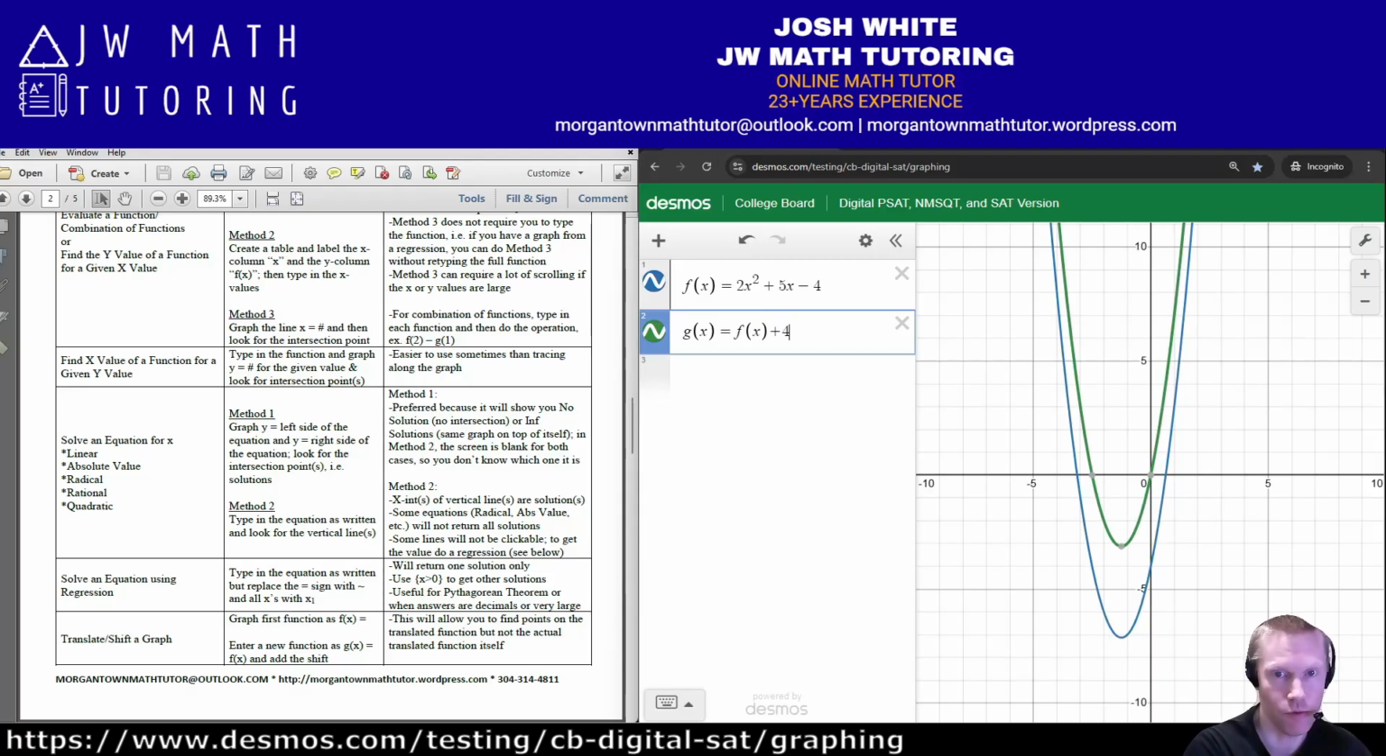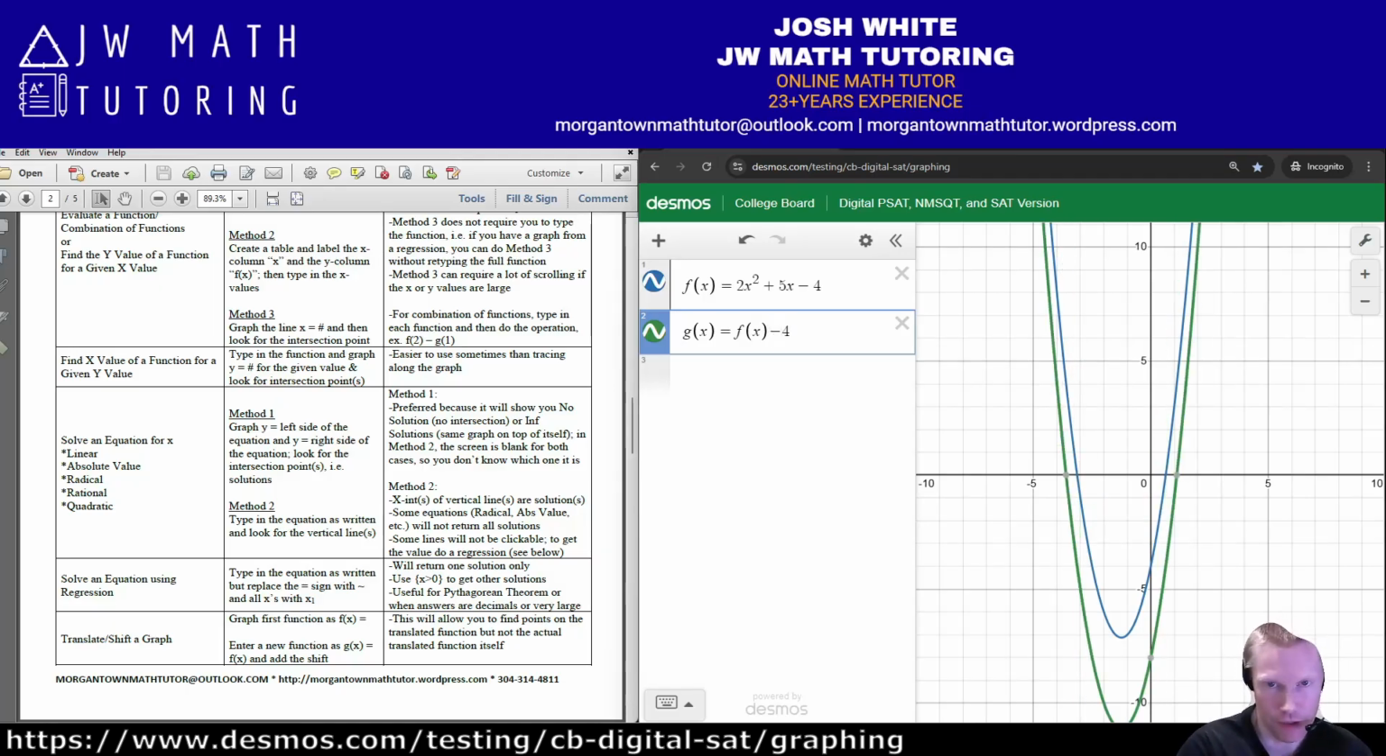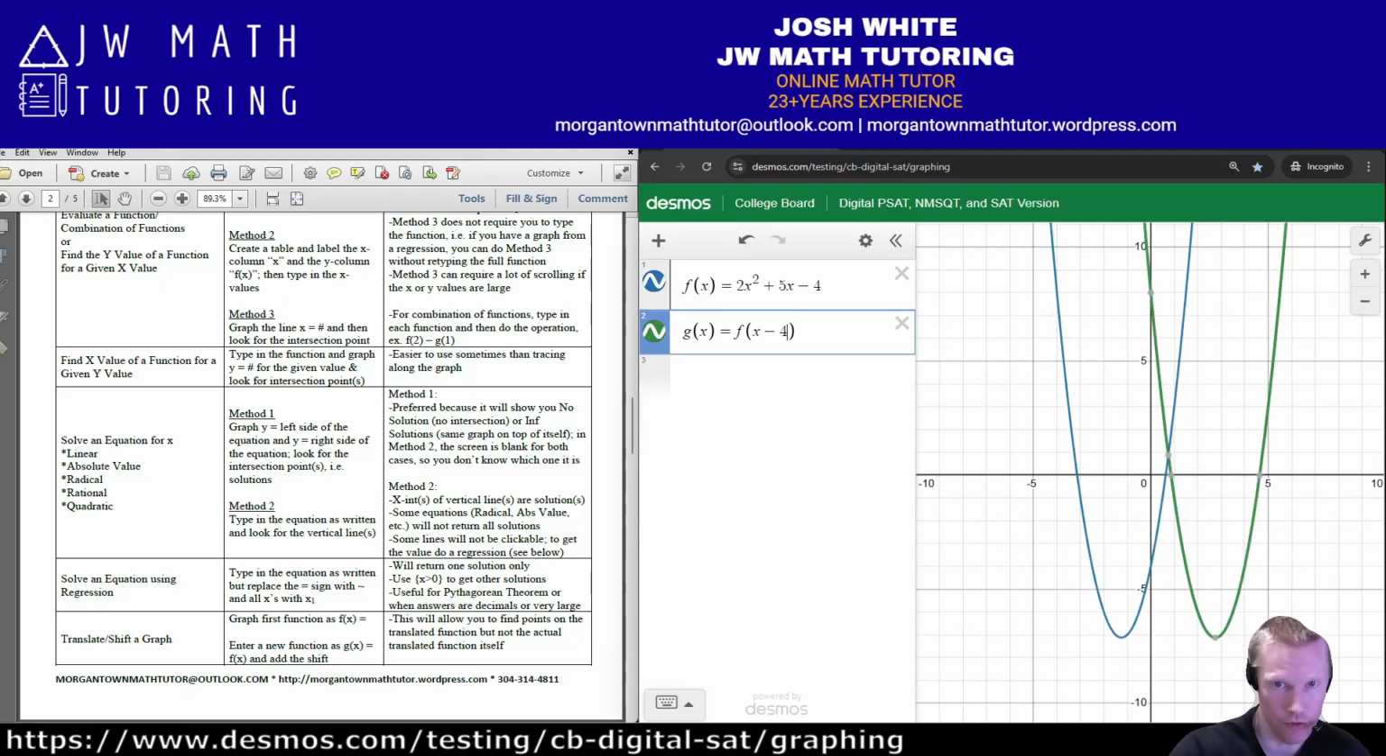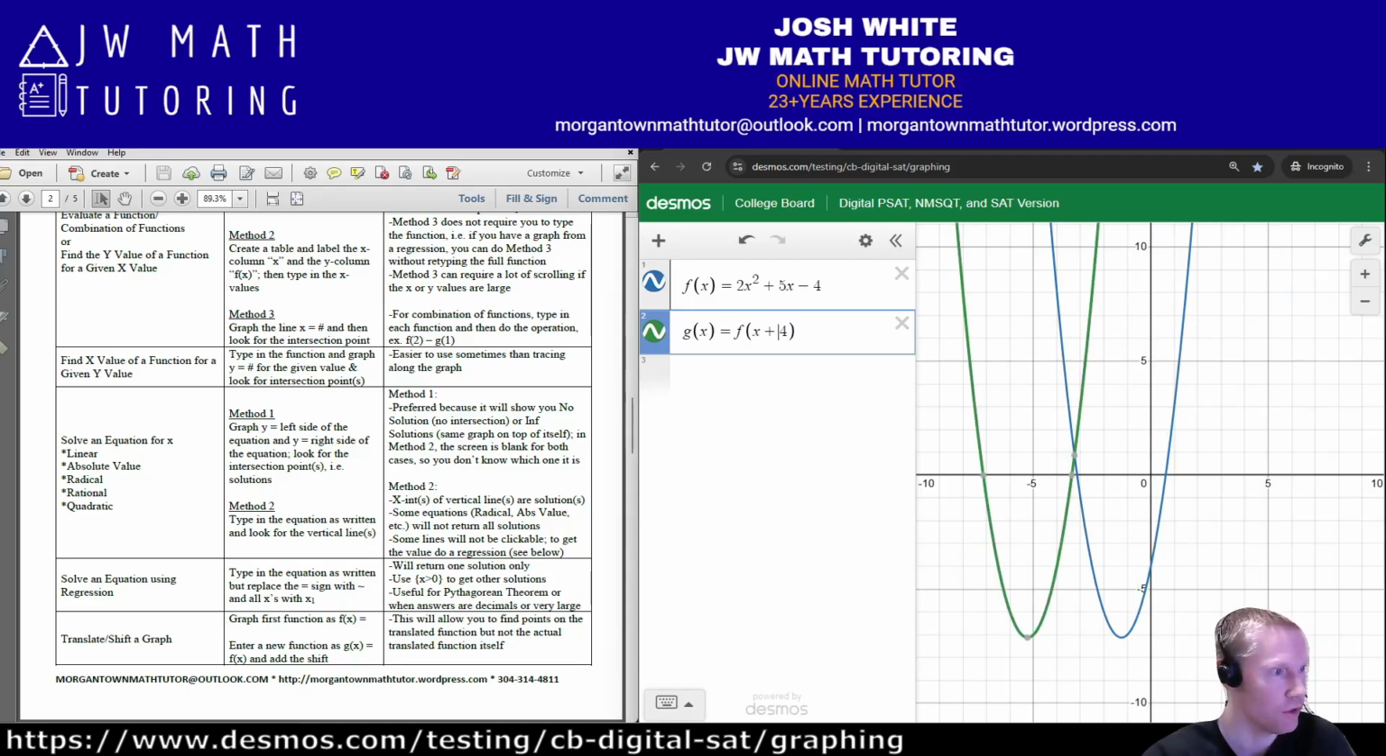So let's say I want to shift it up 4 units. I would do f of x plus 4. And you can see the green is 4 units above the blue. Or if you want to shift it down 4 units. Or if you wanted to shift it to the right 4 units, that's where you put a minus 4 in the parentheses. Or if you wanted to shift it to the left 4 units, you could do that as well.